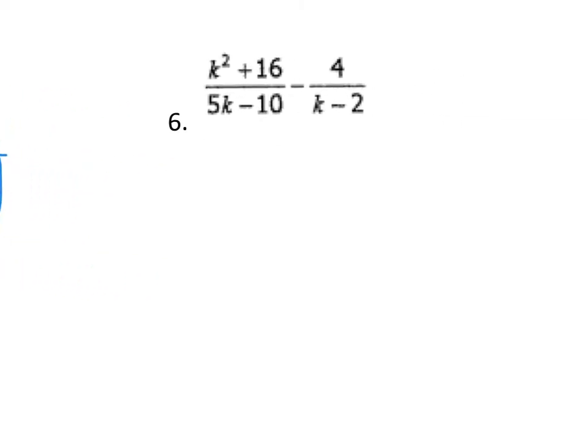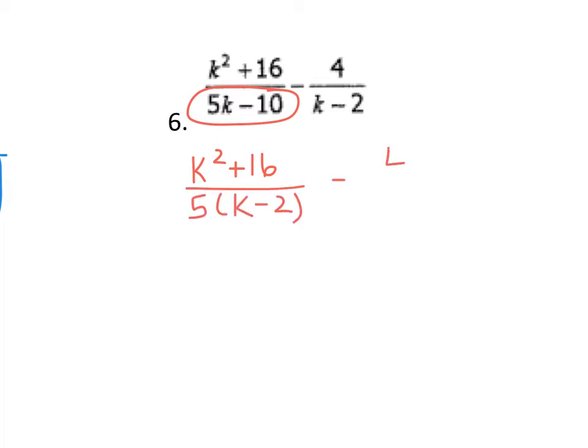Okay, and the next one, what you want to do is when you find a common denominator, sometimes it's easiest just to factor everything. So if I factor this out, I'll have k squared plus 16 over 5 times the quantity k minus 2, minus 4 over k minus 2. So notice that you're just missing on the right hand side this 5. This one has a 5, this one doesn't. So what I'm going to do is multiply the numerator and the denominator by 5. Okay, now I'll have a common denominator.